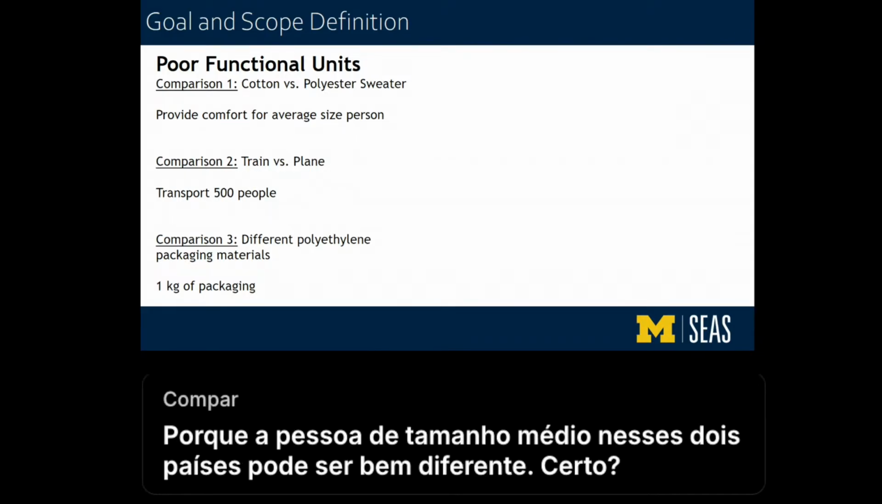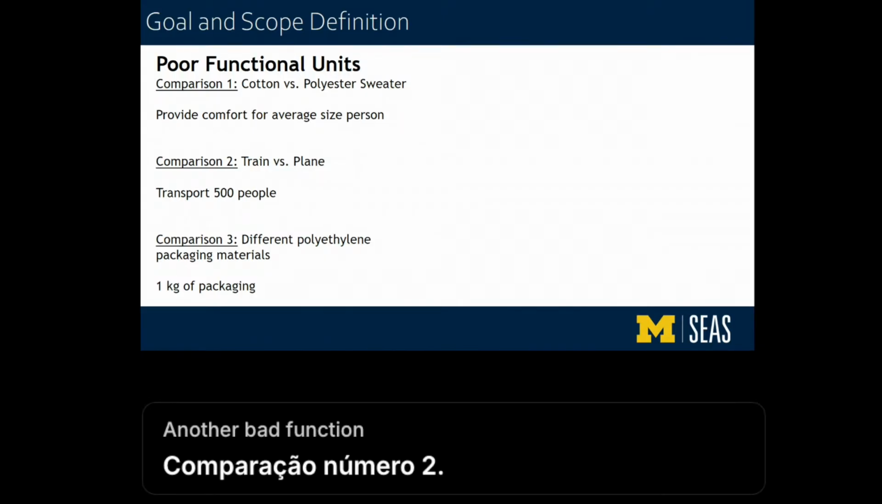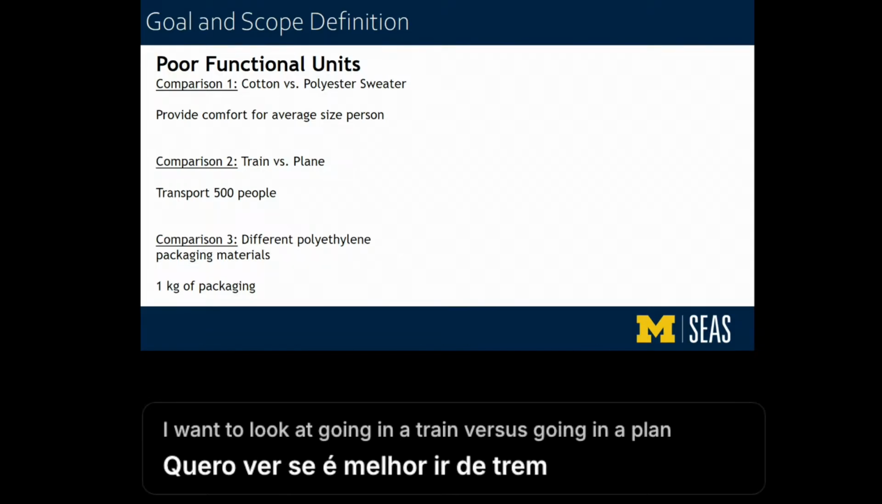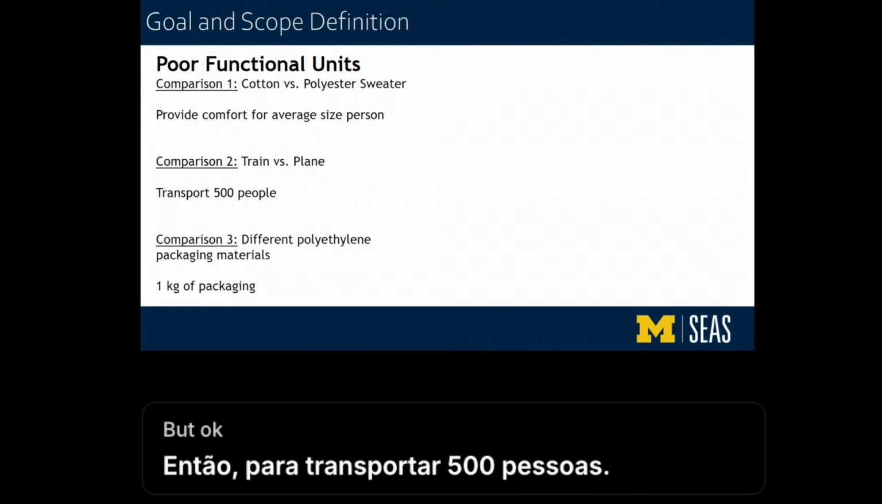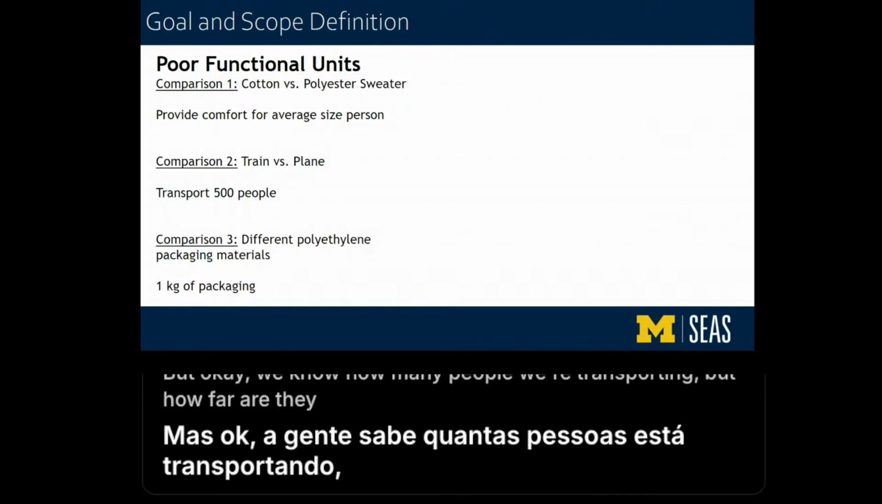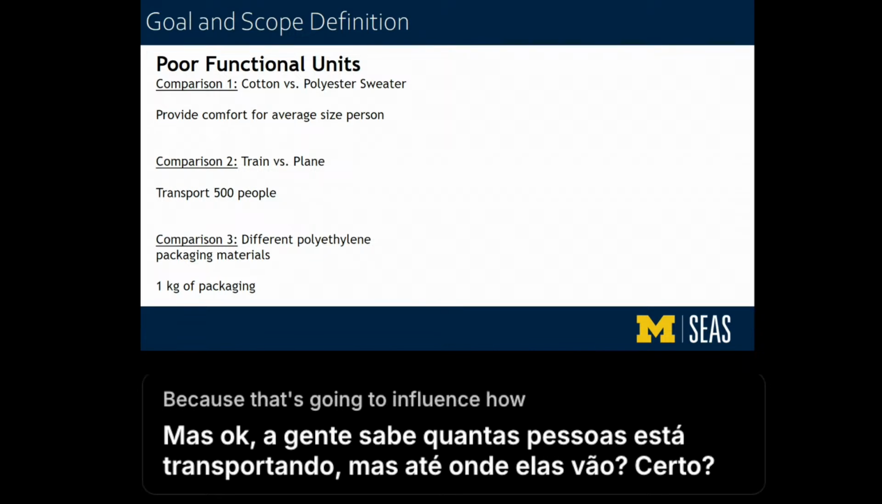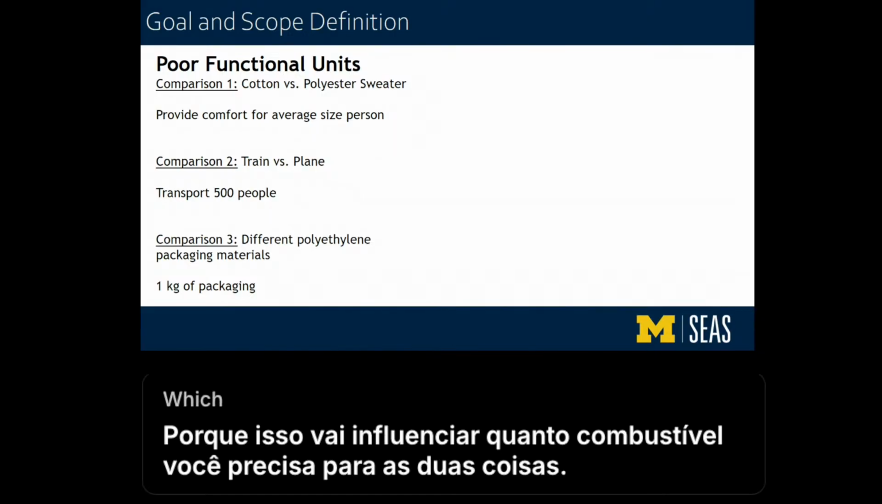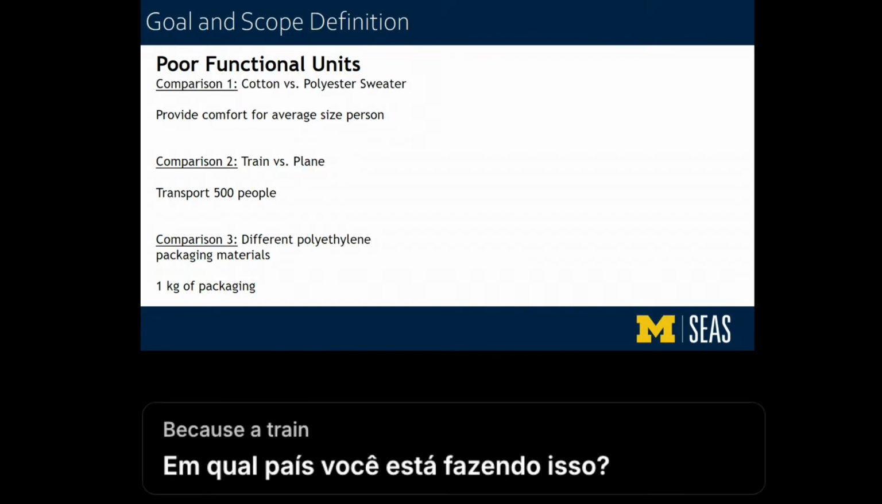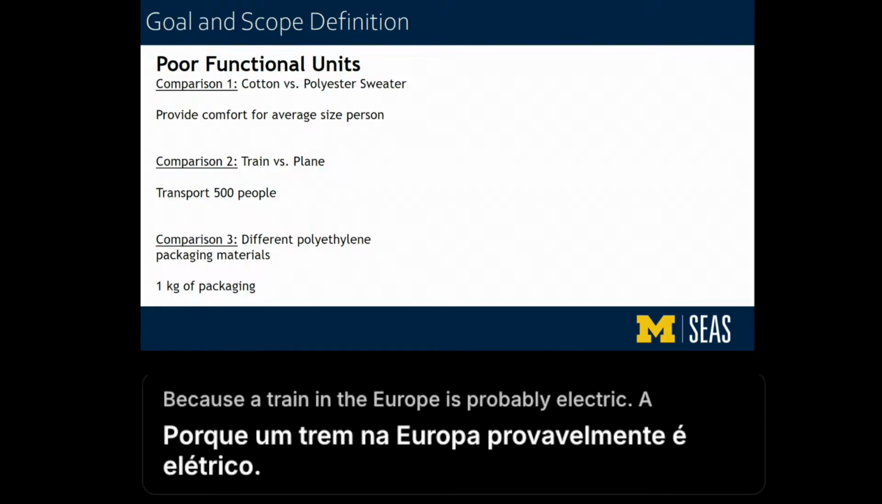Comparison number 2, another bad functional unit. I want to look at going in a train versus going in a plane. So to transport 500 people, but okay, we know how many people we're transporting, but how far are they going, right? Because that's going to influence how much fuel you need for both of those. Which country are you doing this in? Because a train in Europe is probably electric. A train in the United States is probably diesel, right?